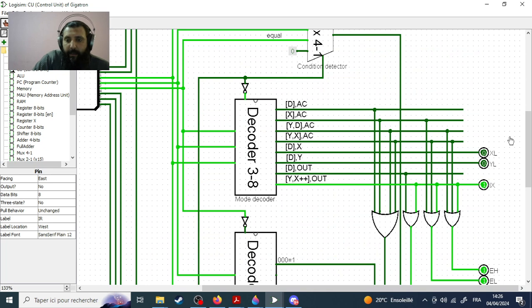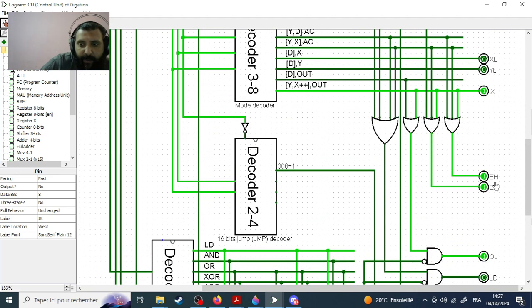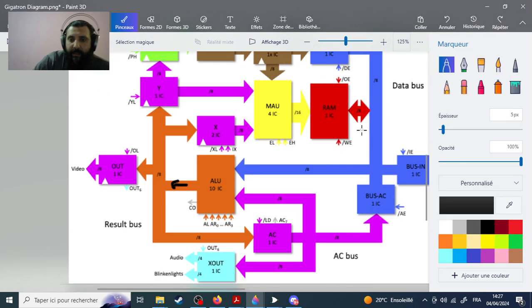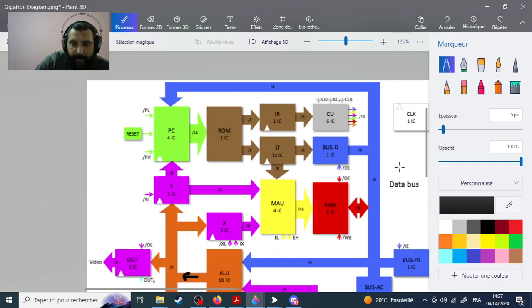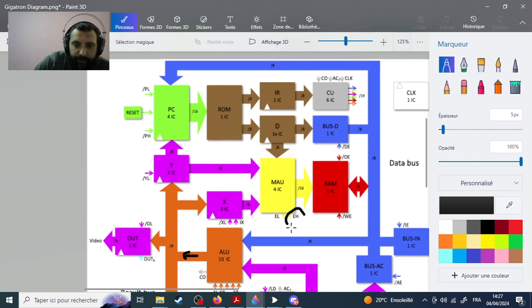Okay. Should we continue? Yes. Okay. We will try to understand now those two signals, EH and EL. In which part are those signals used? MAU. Very good. They are responsible for choosing which address we should give to the RAM.